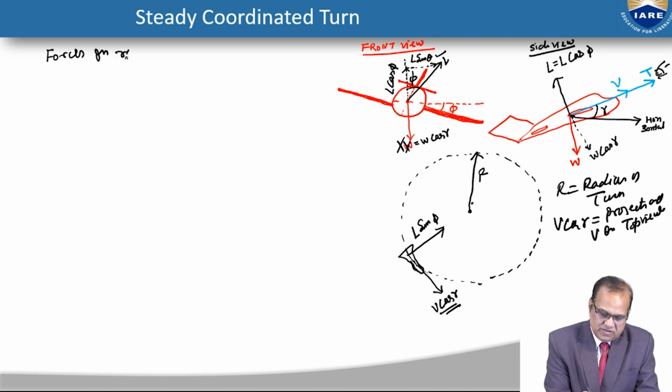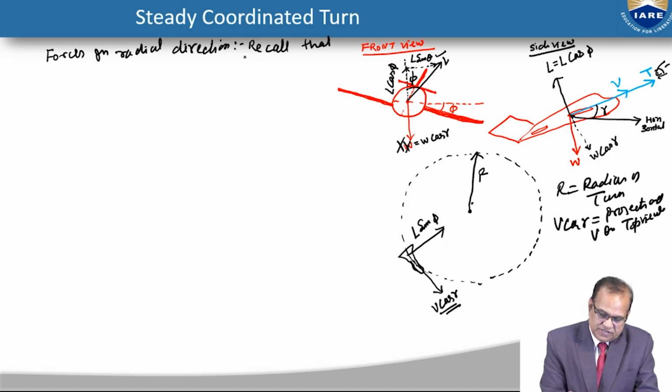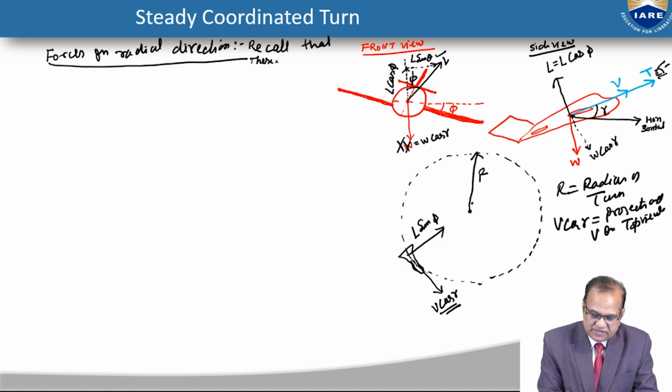Forces on radial direction. Recall that there is acceleration due to turn, and this acceleration A sub r is equal to Vt square by r, where Vt is the tangential velocity.